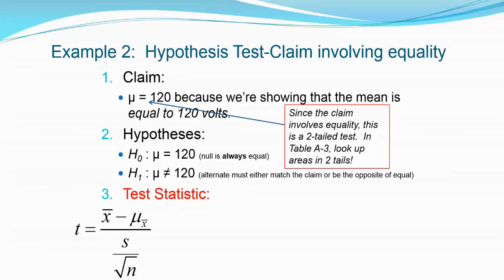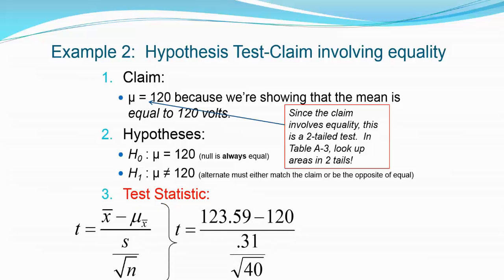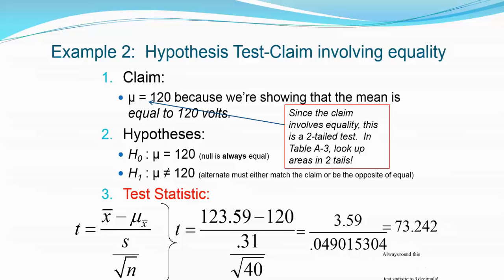So here's our test statistic. We have t equals sample mean minus claim mean, so 123.59 minus 120, divided by sample standard deviation, divided by square root of n. So we have 0.31 divided by square root of 40. So the test statistic t is 73.242. Always round that to 3 decimals.